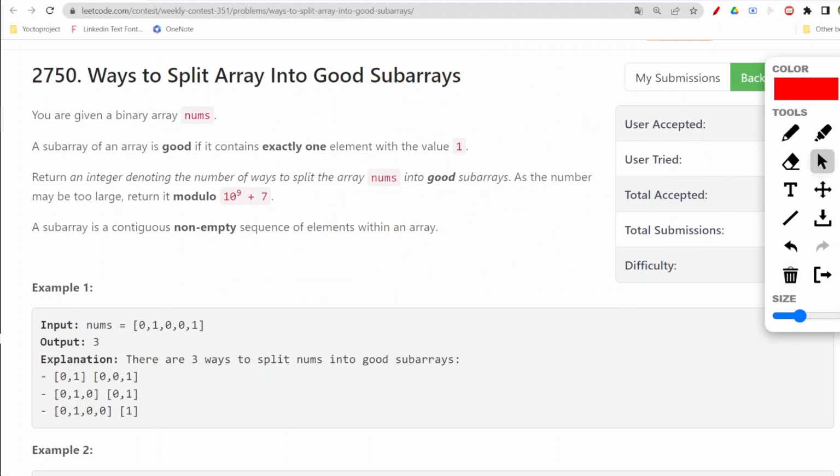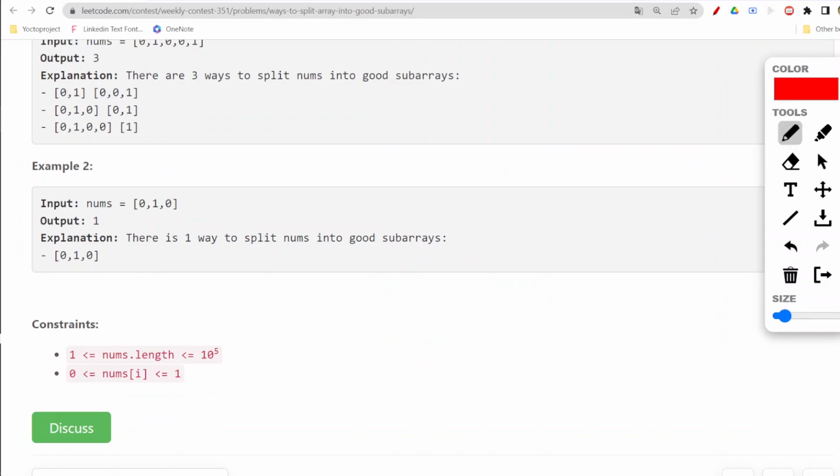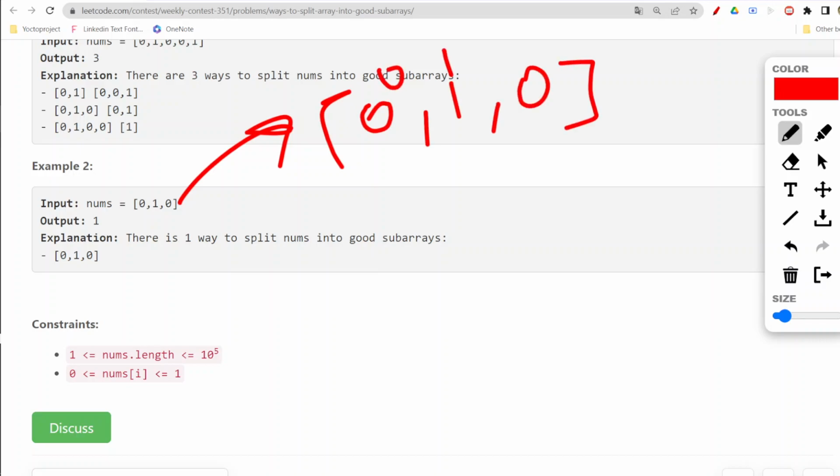Now comes the part for our next example. Here in the next example we have just one 1, right? Indices 0, 1, 2. So our last index will be equal to 1. As our last index is just 1, we will just return this as the answer. And we need to handle this in our code, that it returns this as the answer, because it can only be split into one good array, as it always requires exactly one value as 1.